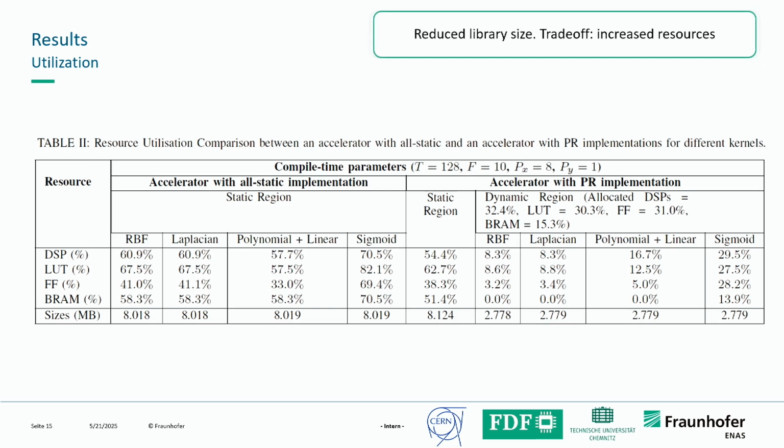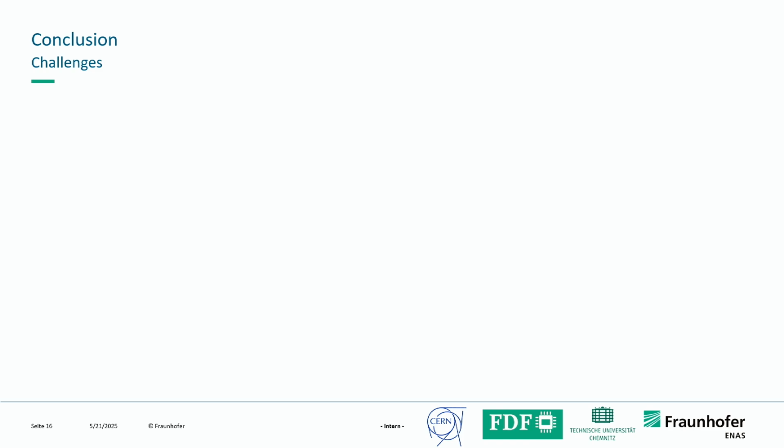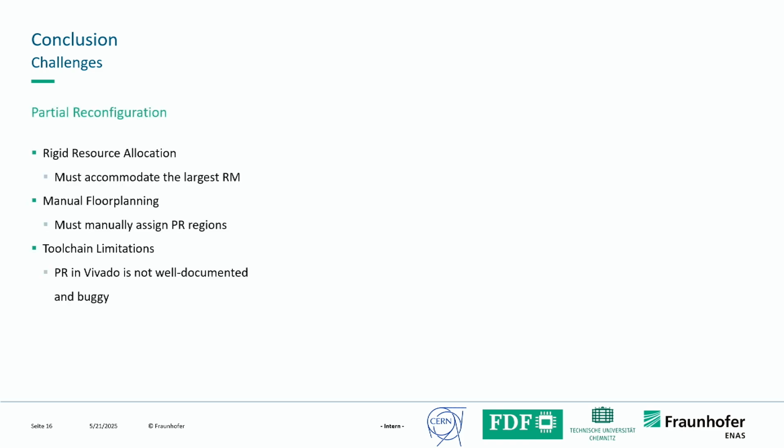This has a trade-off, of course, because we use more resources that way, because of the next slide that I'm going to show, which is the challenges we faced. And I think this is the most important part that we want to share here: because of the PR logic, you have to allocate the region that accommodates the largest kernel. And then the smaller kernels will have wasted resources or underutilization. This is something that we have to live with if we want just to reduce the library size.